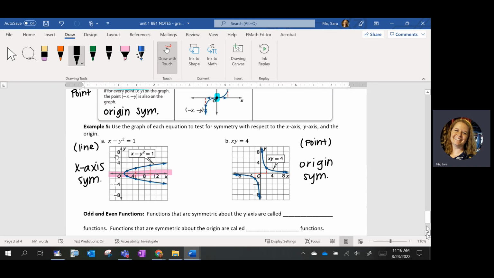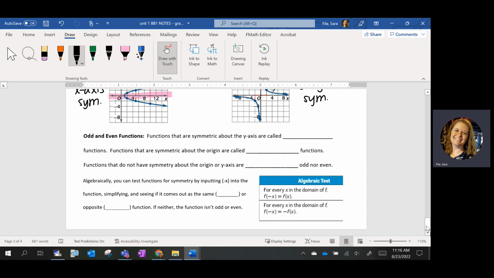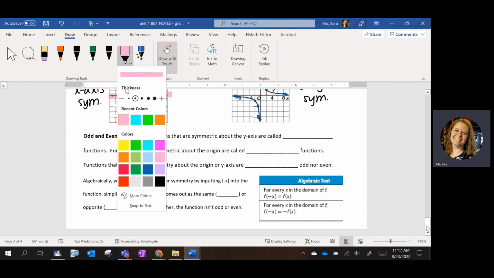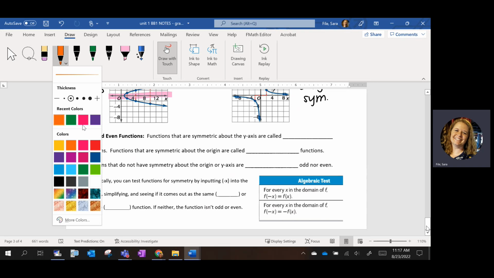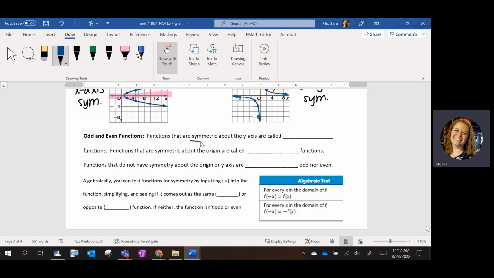Now, odd and even functions, the last thing we're going to talk about, go hand in hand with symmetry, because functions that are symmetric about the y-axis, if it is symmetric about the y-axis, that is an even function.